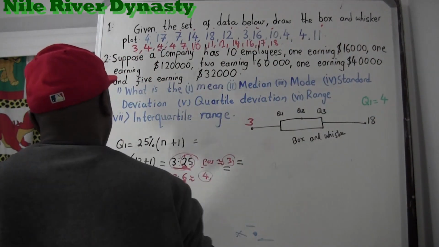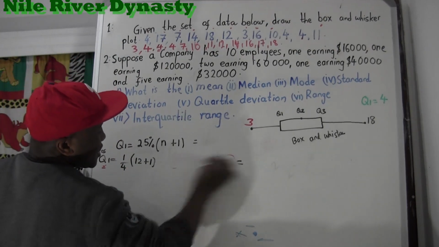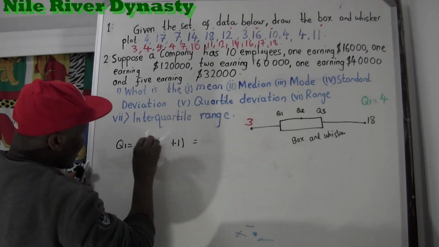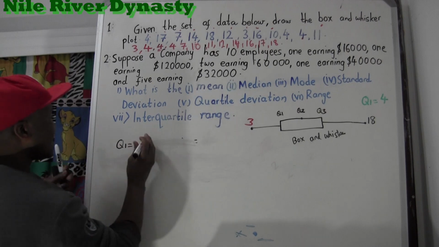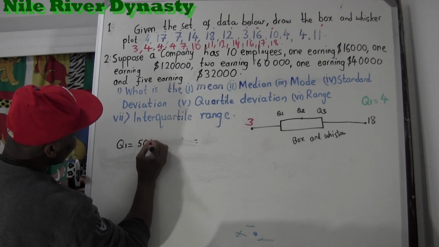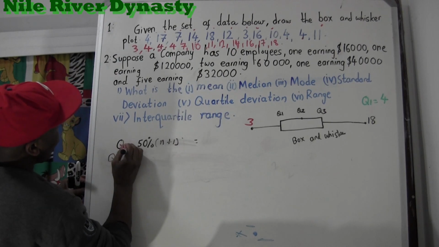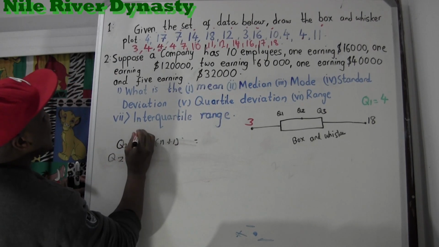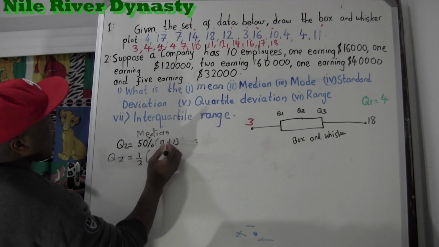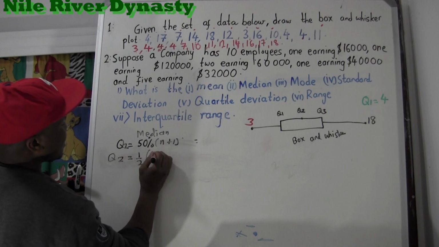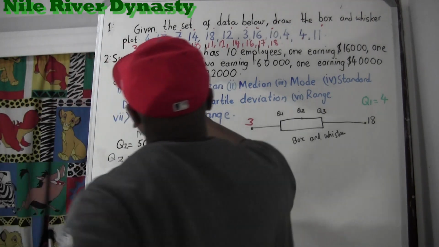Now we go for quartile 2. Quartile 2 is going to be the 50 percentile, or another way, n plus 1. You call it the median sometimes. 50 percentile is 1 over 2, so n is 12, plus 1 equals 13, and this is going to be 6.5.